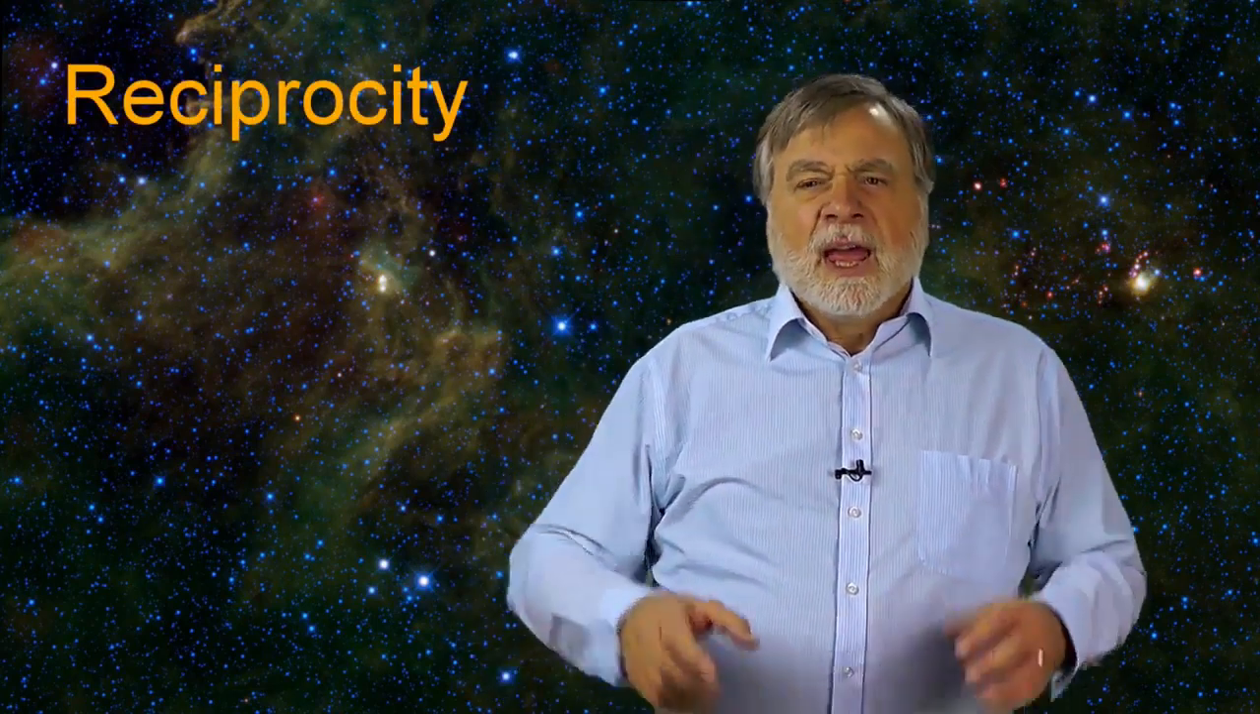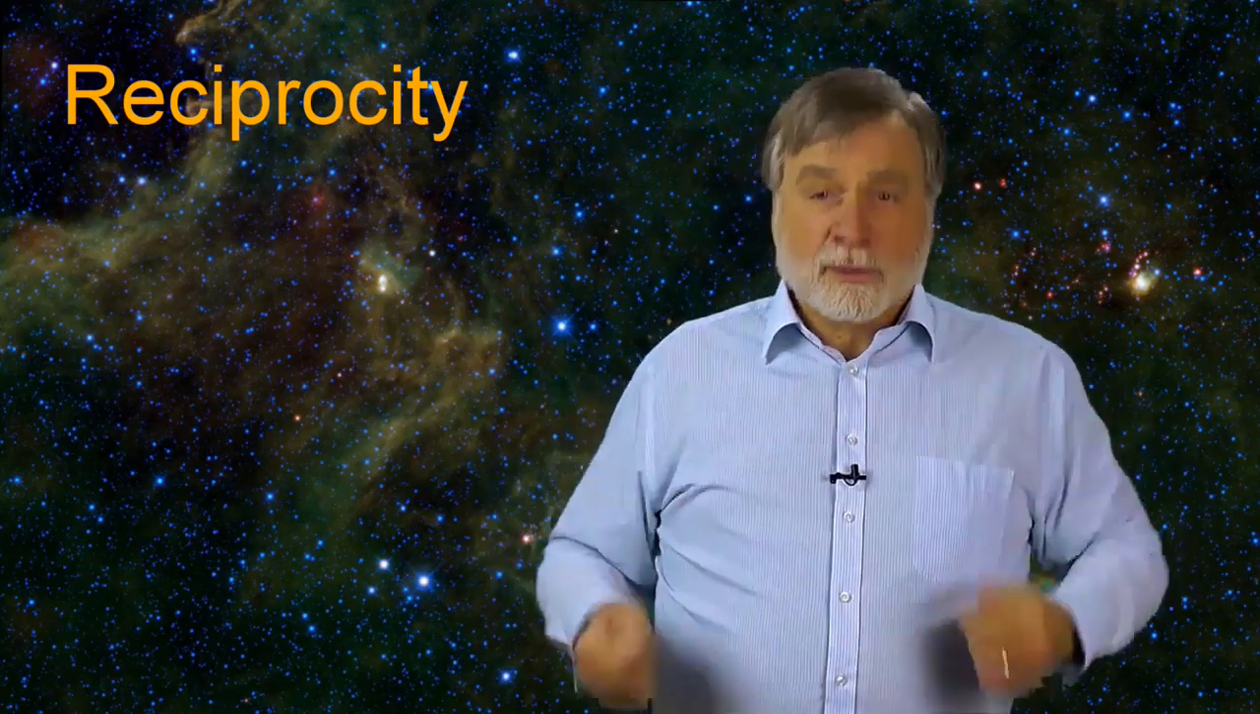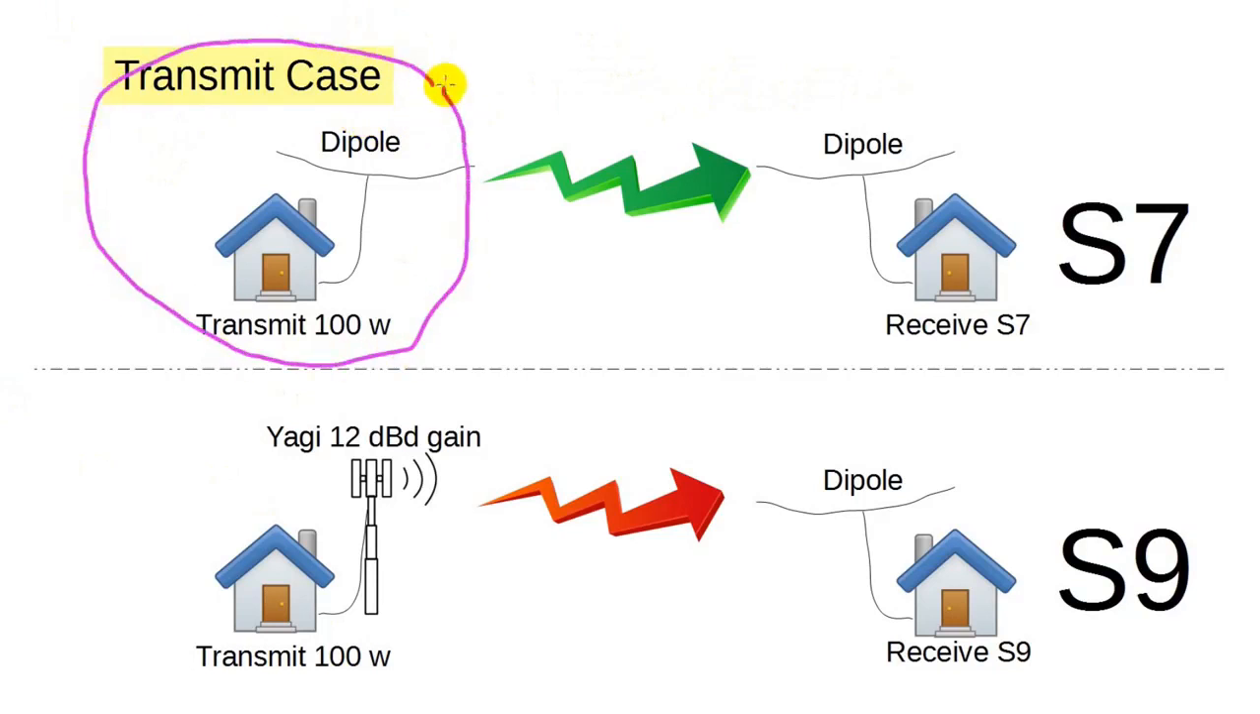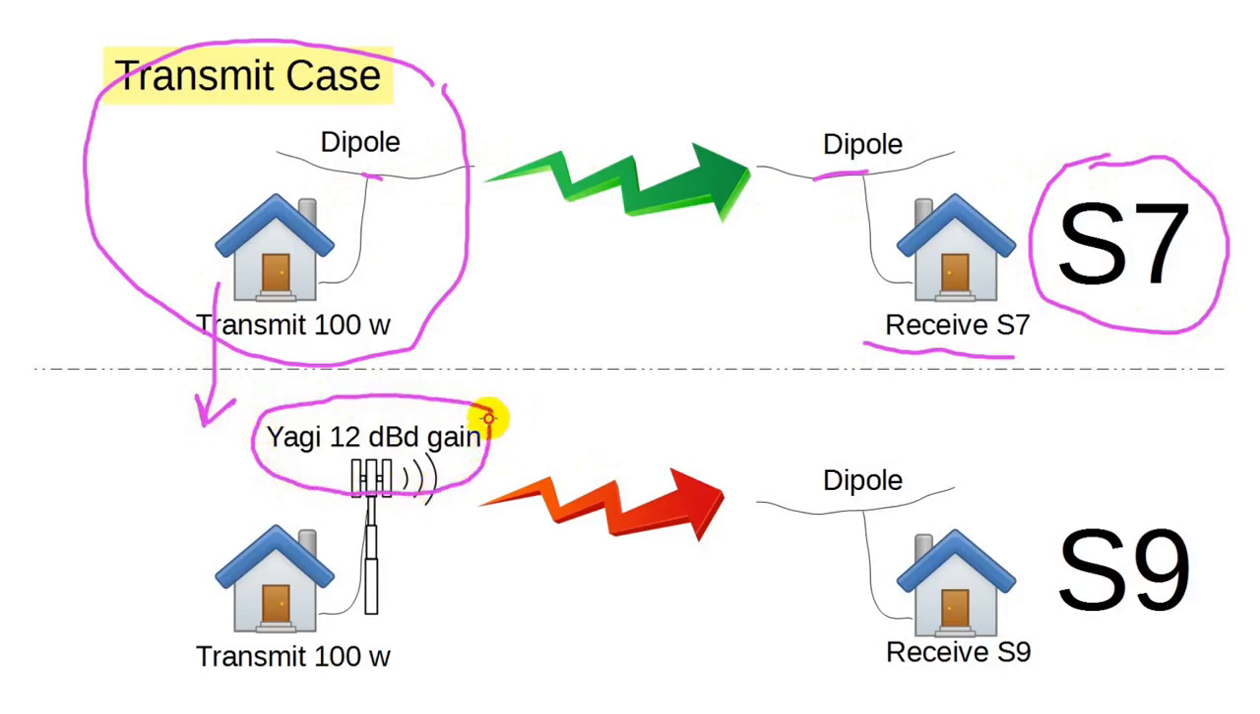As an aside, let me mention something called reciprocity. An antenna that has gain while transmitting also has gain while receiving. Let's look here at the case where the station on the left is transmitting and the station on the right is receiving. Let's say that both have dipoles and the receiving station's receiver says S7. Now let's move to the case where the station on the left, our transmitting station, installs a Yagi with 12 dB gain relative to a dipole. The receiving station, still with its dipole, will receive an S9 signal.